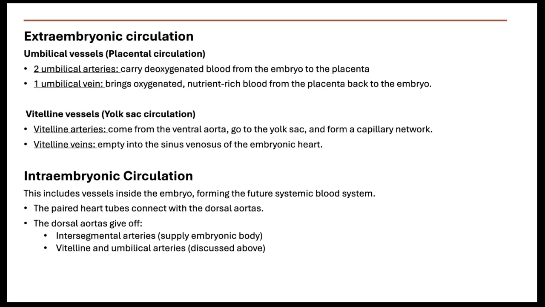Moving on to the intraembryonic circulation. This is all the circulation which involves the vessels which are already present inside the embryo, and these vessels are going to be in charge of forming our entire cardiovascular system in adulthood as well. There are two main vessels present for the intraembryonic circulation. They are the paired heart tubes, which are connected with the dorsal aorta. And the dorsal aorta gives off the intersegmental arteries which supply the entire embryonic body, and the vitelline and umbilical arteries, which we just discussed.